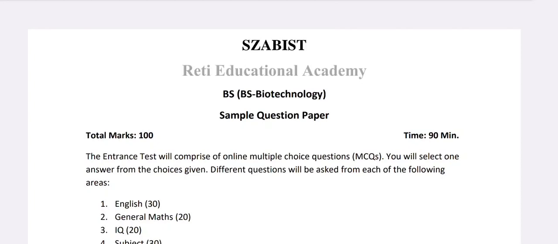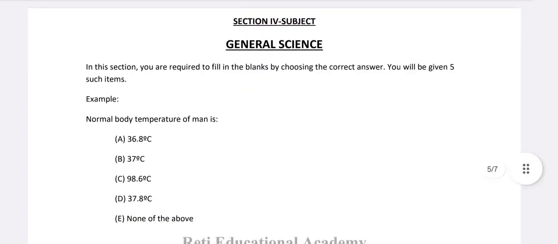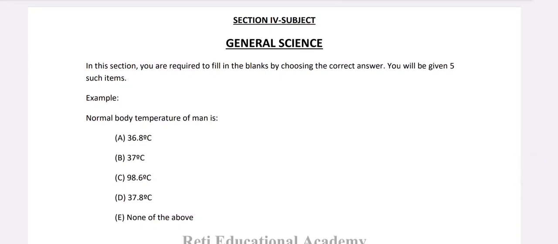In this video, I will share a test sample paper for BS Biotechnology for admissions in Shaheed Zulfikar Ali Bhutto Institute of Science and Technology, ZABIST. Section 4, Subjective, that is from General Science. In this section, you will be required to fill in the blanks by choosing the correct answer. You will be given 5 such items.